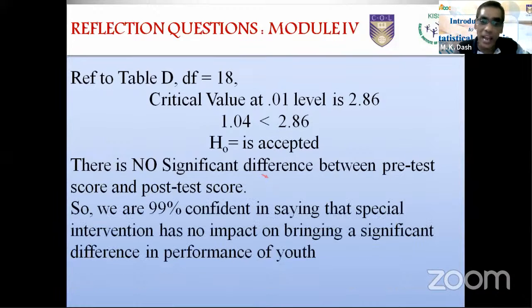So we are 99% confident in saying that the special intervention has no impact in bringing a significant difference in the performance of the youth in pronunciation skill. Giving special intervention is fine. Experimenting with new methods is fine. But you always need to find out whether the new strategy, the new teaching-learning process you are adopting, is giving any significant difference or not.